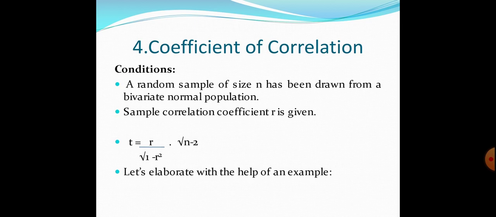A random sample of size n is drawn from a bivariate normal population. Now what is a bivariate normal population? Bi means 2, so when the sample is selected from two populations, it is assumed that both the populations are normally distributed. So the coefficient of correlation assumes a bivariate normal population. Now the value of t can be found using this formula: r divided by square root of (1 minus r square) into square root of n minus 2, because two samples are there, so n minus 2.